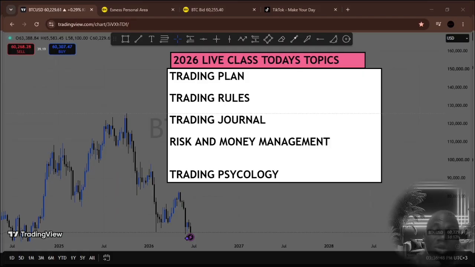The written document is going to contain an entry criteria and an exit criteria. So you have to write an exit criteria, you have to write an entry criteria, then you also have to write the risk part. Now, how much are you risking? So this is what is found in a trading plan.